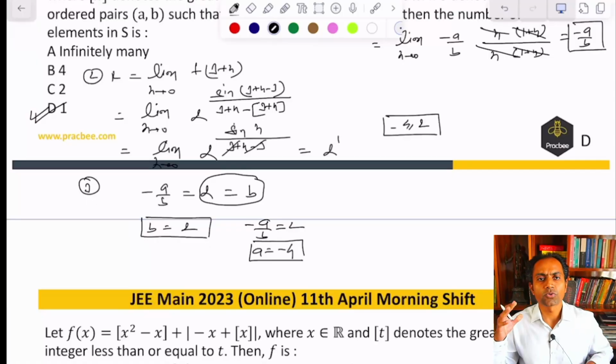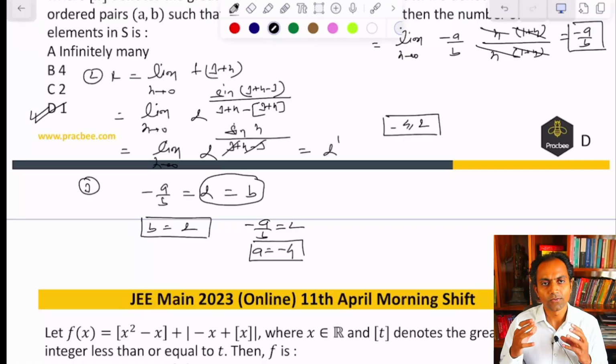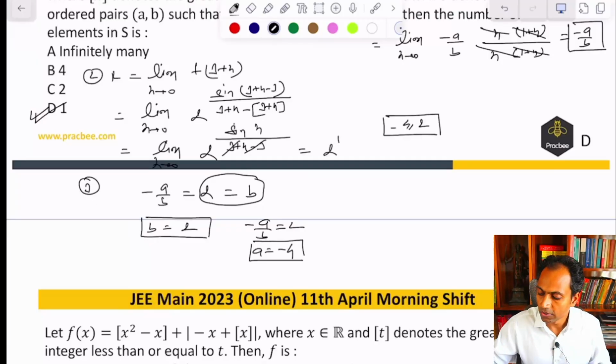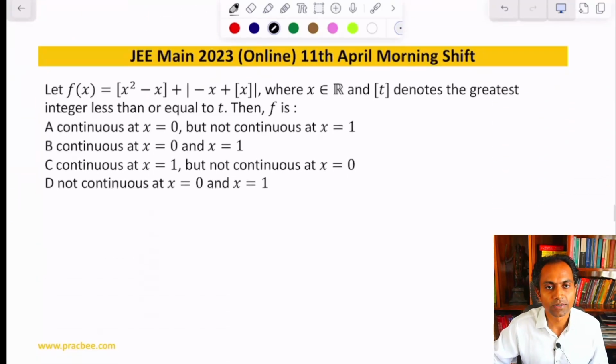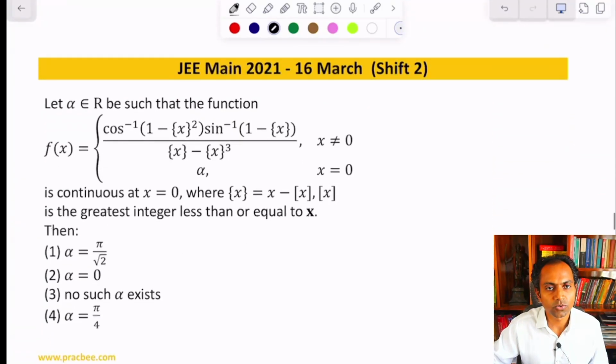Now all of these questions that we have solved involve the hardcore idea of getting LHL and RHL by technically applying it. And then there are small property inputs from the fractional part and the GIF of x. If I understand these two combinations, I will be able to handle questions that were asked in 2023, and in 2021. Again, this is the same question that we just solved.